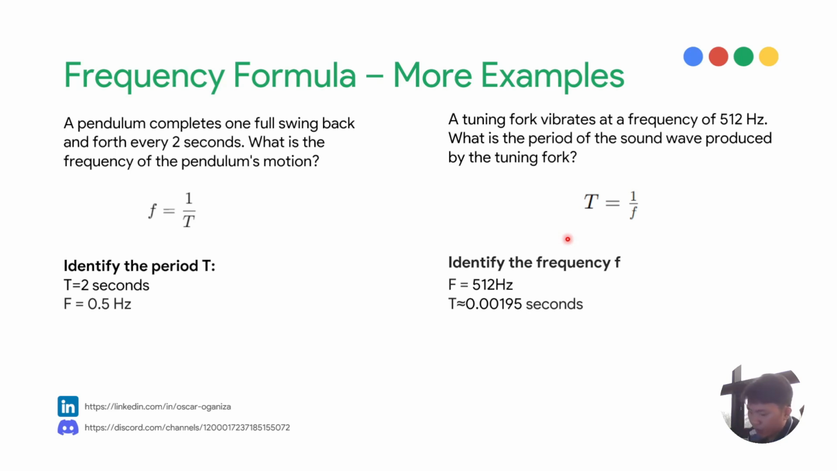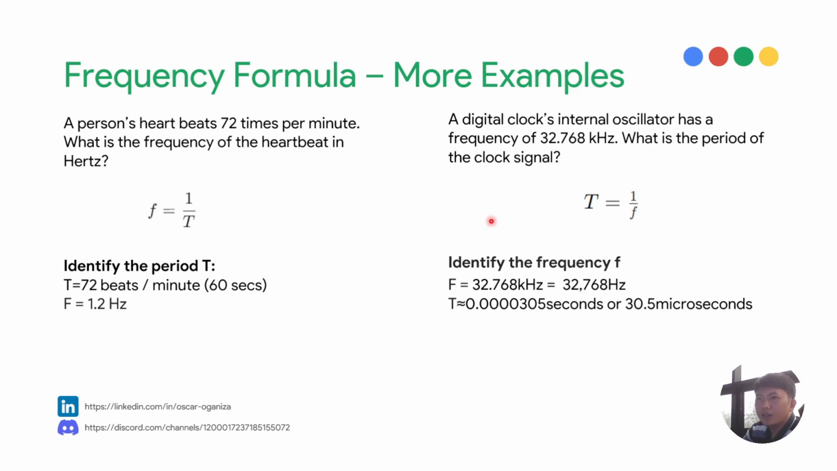0.00195 seconds. Okay. So next, a person's heart beats 72 times per minute. Okay, we're given a minute here, so you have to convert this minute into seconds. What is the frequency of the heartbeat in hertz? So a minute is over 60. 1 divided by 60.